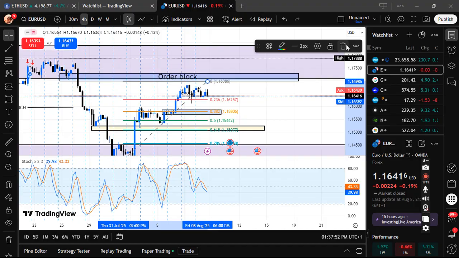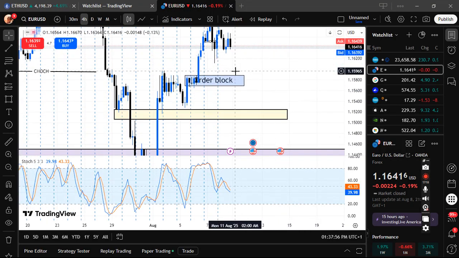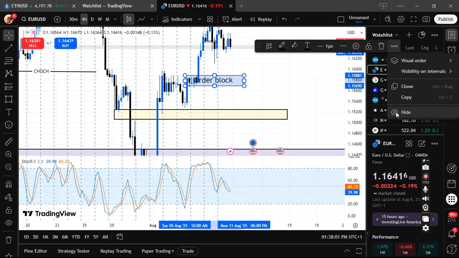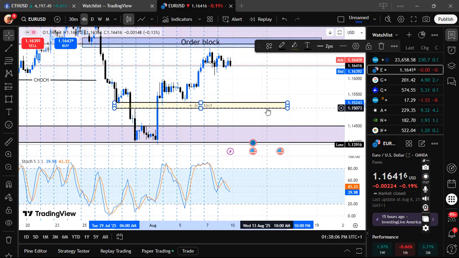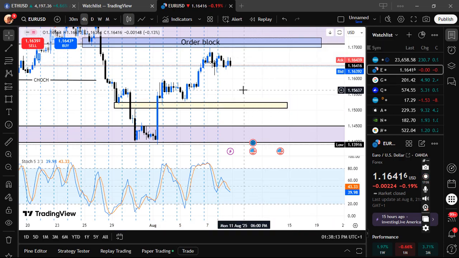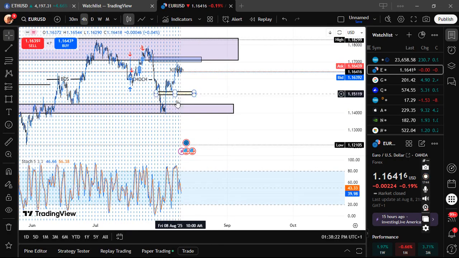So let's delete this, let's close this, let's hide it for future reference. Then we are looking at this level for us to catch a trade. Yes, this will be our entry level to catch the trade up. This is our entry level.